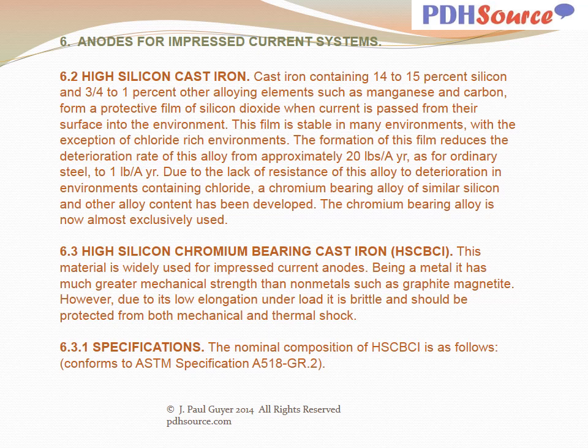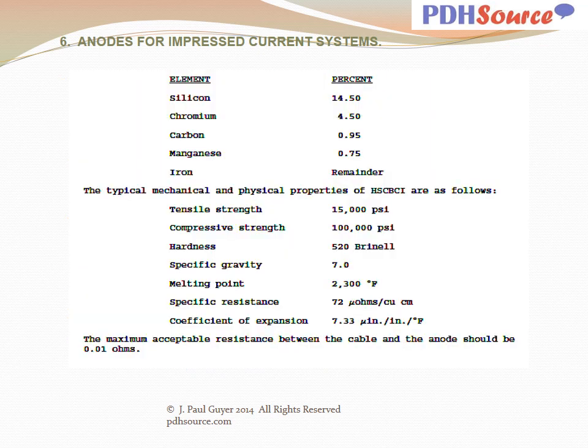Being a metal, it has much greater mechanical strength than non-metals such as graphite and magnetite. However, due to its low elongation under load, it is brittle and should be protected from both mechanical and thermal shock. The nominal composition of high silicon chromium-bearing cast iron is as follows according to ASTM specification A518. The elements and their percentages are as indicated on this table, and the physical properties are as shown.